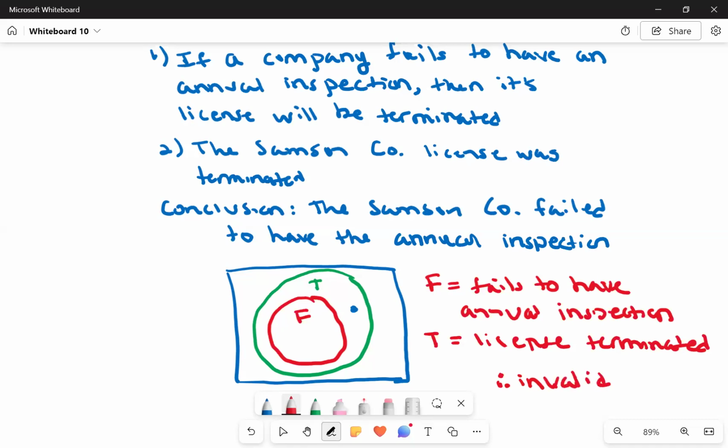And that is how we look at different types of arguments and determine whether or not they're valid using deductive reasoning.